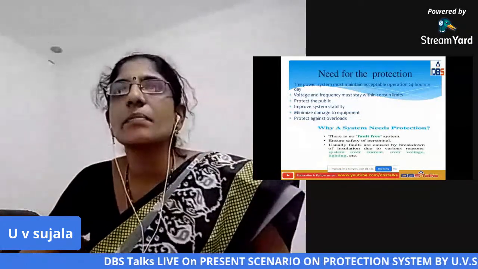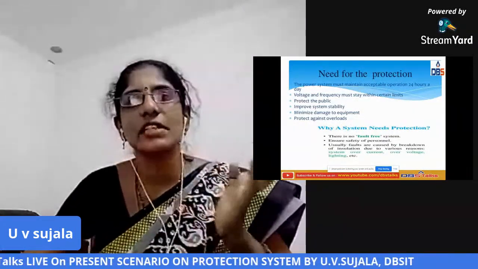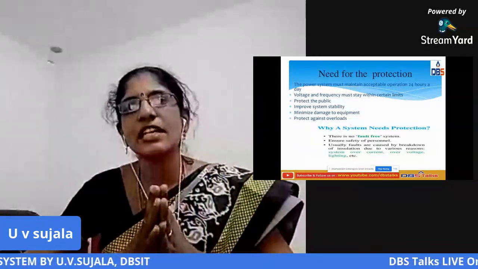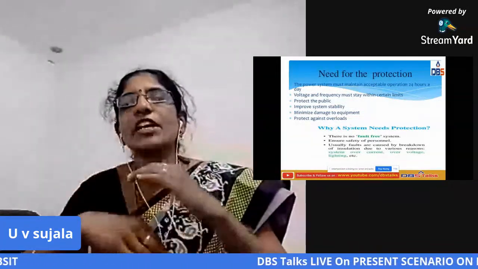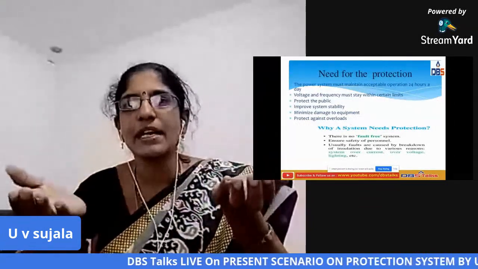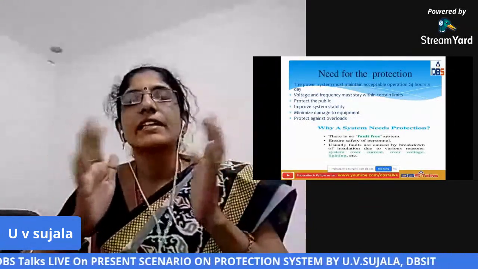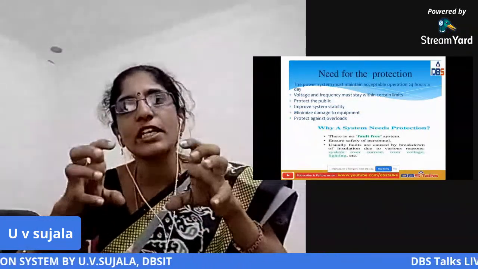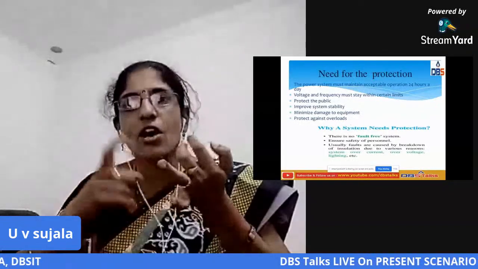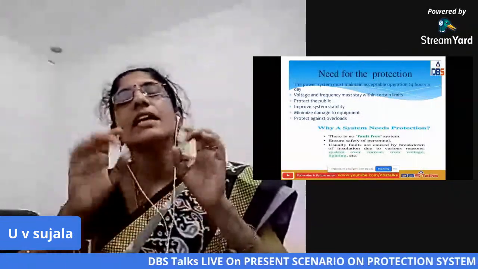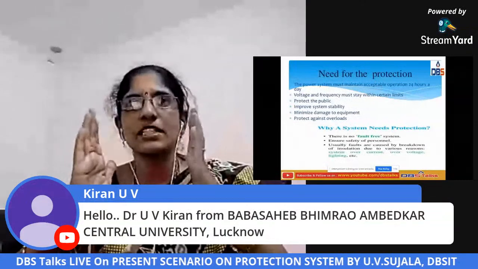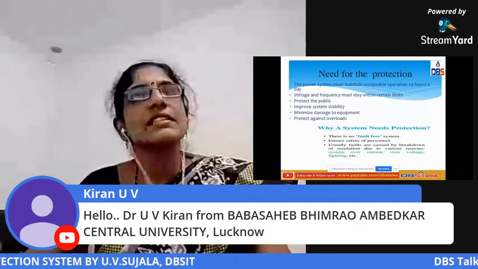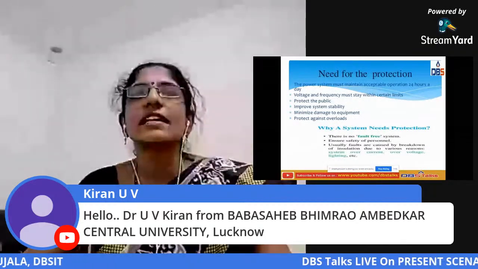So whatever it may be, within certain limits. We have a generator station, and in each power station there are some ratings. Beyond those ratings, some fault will occur. But for that, for every protective zone, whether it is a generator or transformer, whatever it may be, there must be protective zones. So you have to protect that. Voltage and frequency must stay within certain limits.